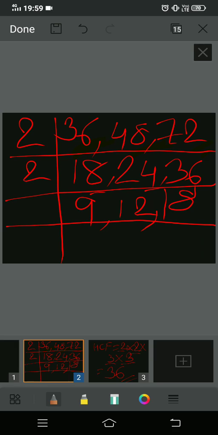Again, now 9, 12 and 18, 2 से नहीं आप कर सकते हो डिवाइड, बिकॉज 9 2 के टेबल में 9 नहीं आता है. सो दैट इज़ वाई वी विल यूज़ 3, है ना. 3 3s are 9, 3 4s are 12 and 3 6s are 18. Now we have got the numbers 3, 4 and 6. इसको आप आगे डिवाइड नहीं कर सकते because we don't have any common factor for 3, 4 and 6. Here we will end this.